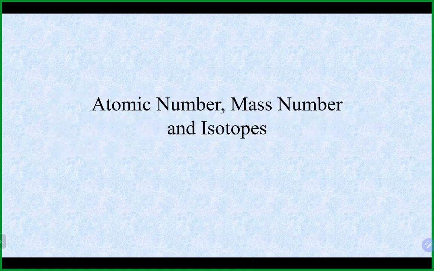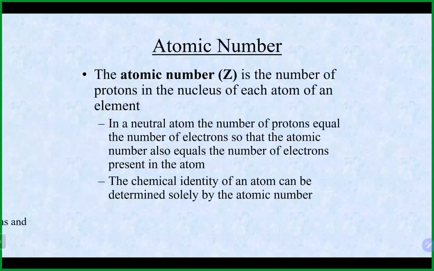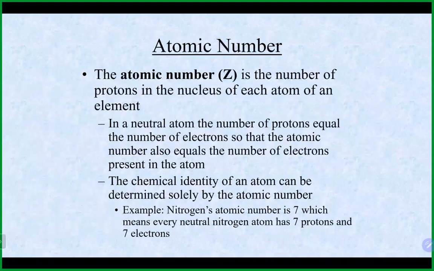Some other aspects of atoms that we want to talk about are atomic number, mass number, and isotopes. So let's talk a little bit about each of these and what they are. We're going to start with the atomic number. The atomic number is sometimes abbreviated with a Z. The definition of the atomic number is the number of protons that there are in an atom.